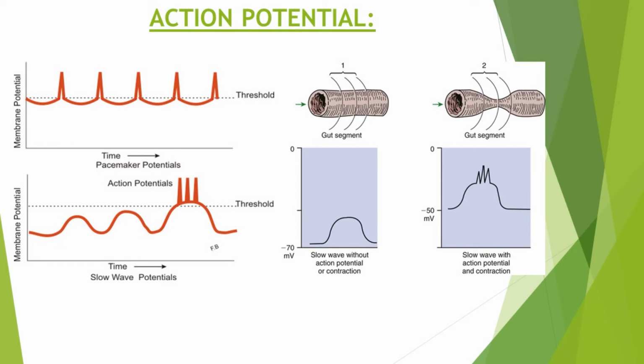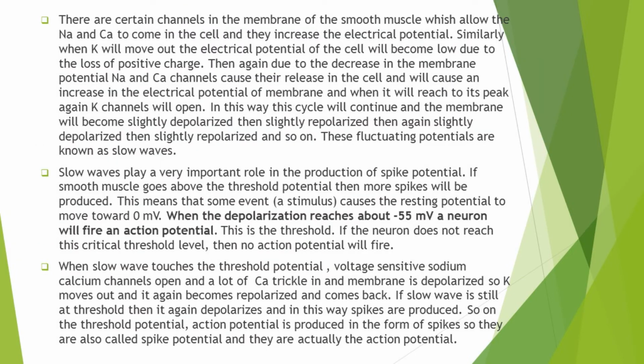So in short, when slow waves pass over an area of smooth muscle without causing an action potential, no contraction will occur. And when slow waves pass over an area of smooth muscle and action potentials are superimposed on the slow waves, meaning that the resting membrane potential changes to 0 millivolts, then the gut muscle will contract.